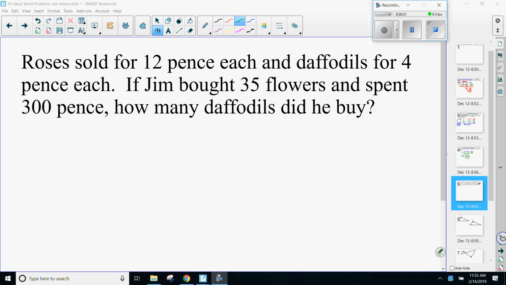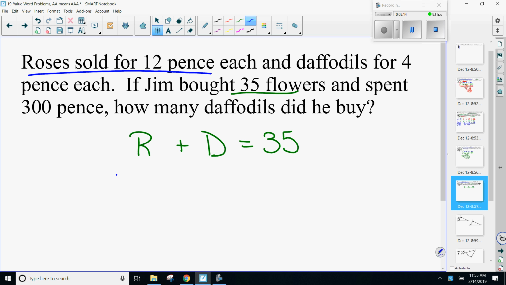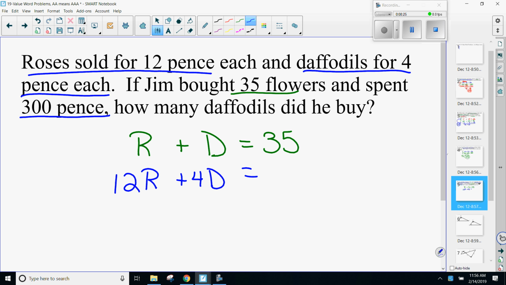Okay, your two equations. You bought 35 flowers, so you have roses and daffodils that you're purchasing, and you buy a total of 35 of them. Roses are 12 pence each, and daffodils are 4 pence each, and you spent a total of 300 pence.